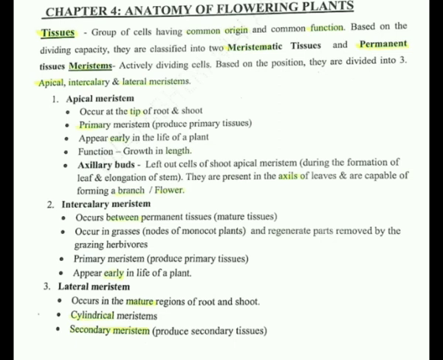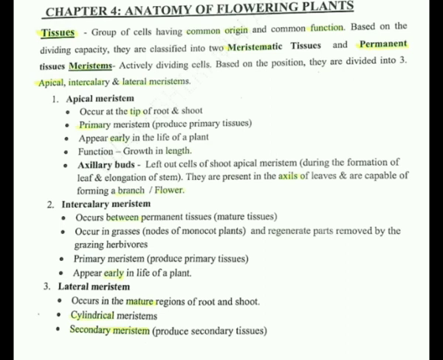Then the second classification of meristematic tissues is intercalary meristem. This intercalary meristem occurs between two permanent tissues. Second point about it is that it occurs in grass and regenerates parts removed by grazing of herbivores.